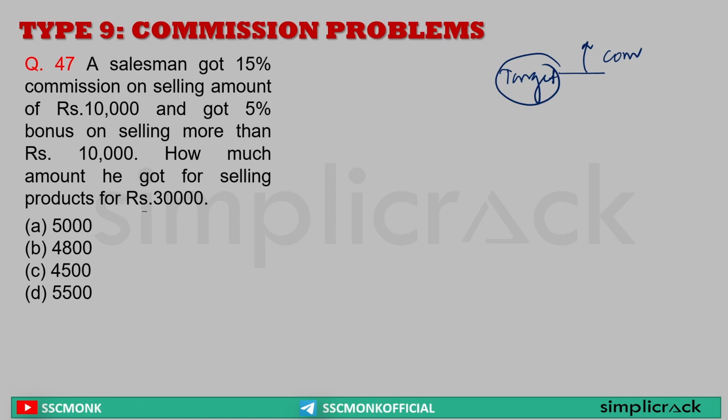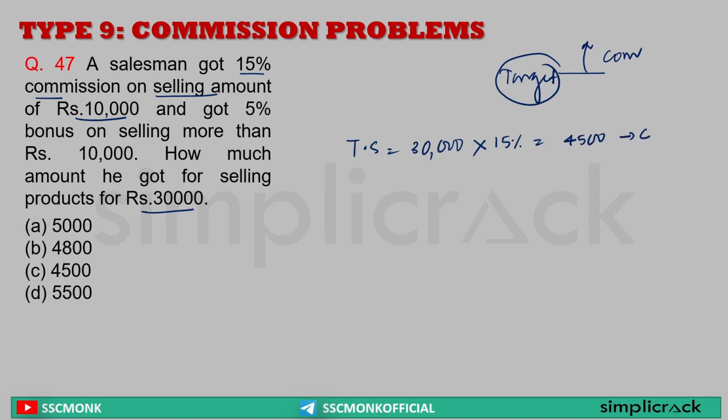Now understand. Total selling how much? Sir, total selling is 30,000. A salesman got a 15% commission on a selling amount of 10,000. That means for every 10,000 he got 15%. So 15% for 10,000; for 30,000, it will be 15% of 30,000. That is equal to what? 4,500. This is what? This is his commission.